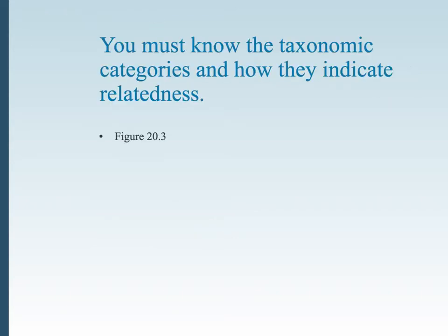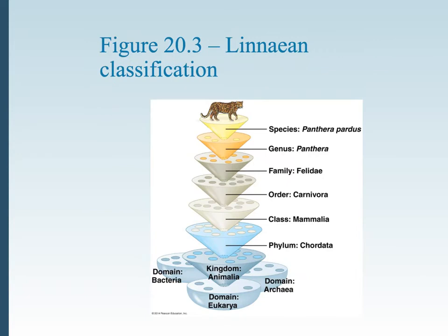Okay, when we start with phylogeny, we're going to start by talking about taxonomic categories and how they indicate relatedness. So Linnaeus was the first one to actually start classifying organisms, and he classified everything into plants and animals. Since then, we've gotten a little bit more precise with our language, in fact a lot more precise, but we're still going to use a lot of the same terminology that he originally came up with.